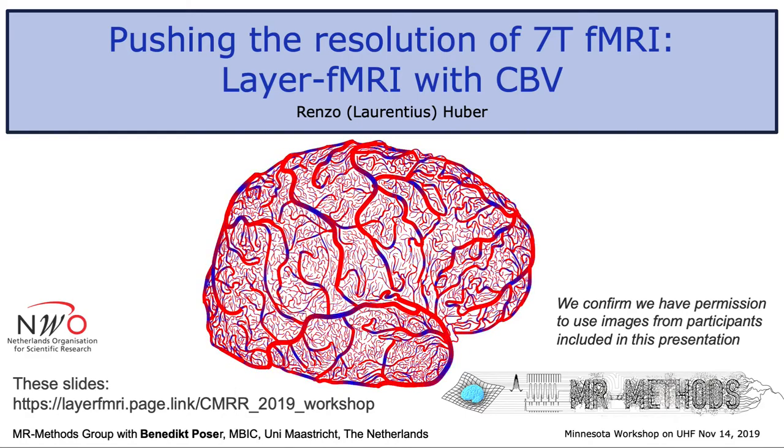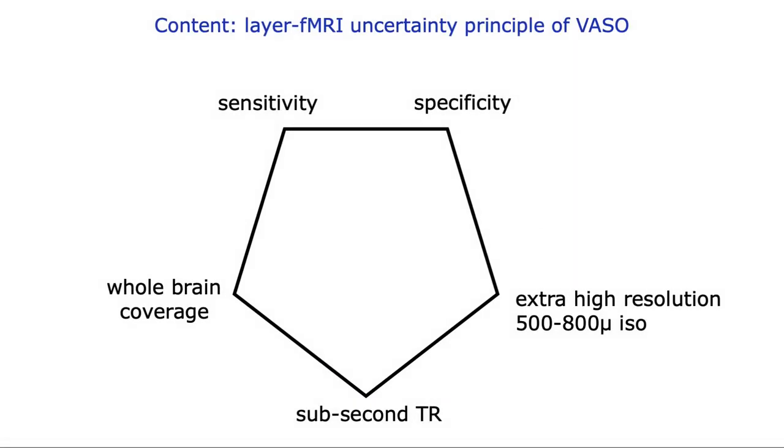And I want to talk about layer-dependent fMRI, specifically layer-dependent fMRI with sequences that are sensitive to cerebral blood volume changes. And as it has been shown a lot in the literature already, it's not so straightforward to reliably measure layer-dependent fMRI. The MRI method needs many quality measures to be fulfilled.